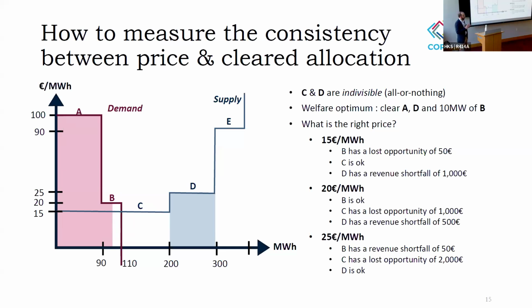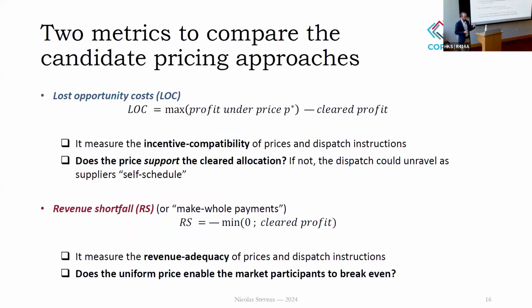Okay. So when we think through an example like that, I think the two concepts that very quickly arise are the following. You have the idea of lost opportunity cost, which measures how incentive compatible the price is, like how far we stand from the equilibrium itself.